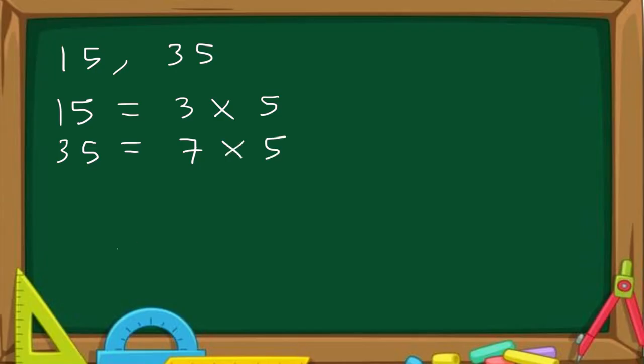Now, once you have the prime factorization of each number, notice the common prime numbers that are present. So 5 goes into 15 and 35. So 5 is a factor of 15 and 35. It's a common factor because it's found in both numbers, and it's the greatest of all the common factors. So it's called the GCF, the greatest common factor. So the GCF of 15 and 35 is 5.